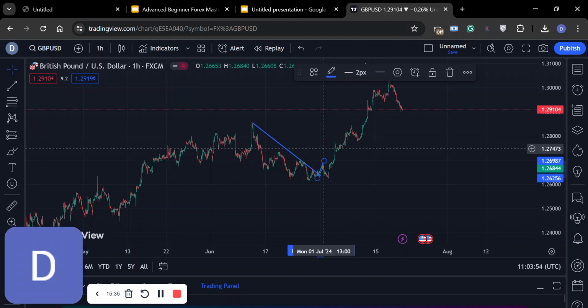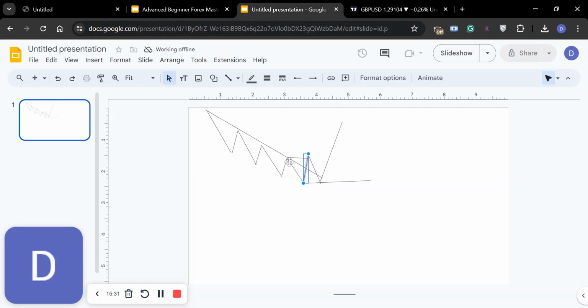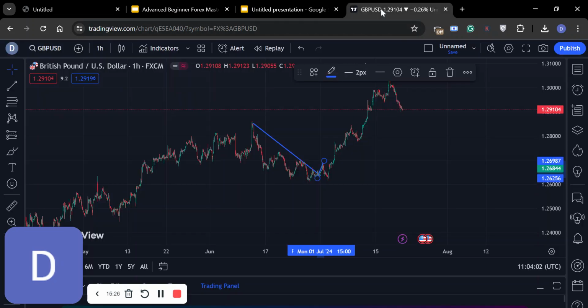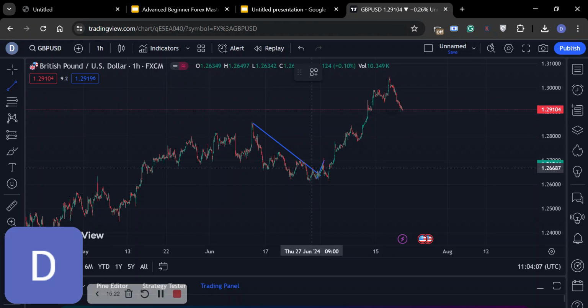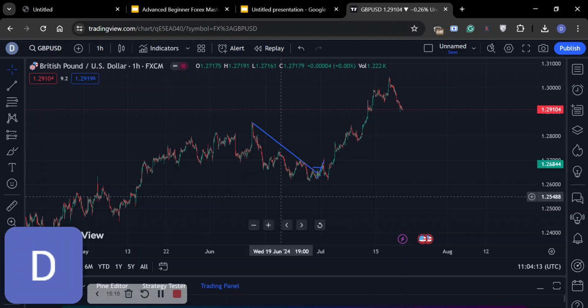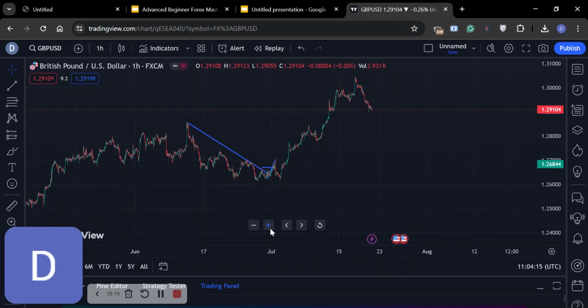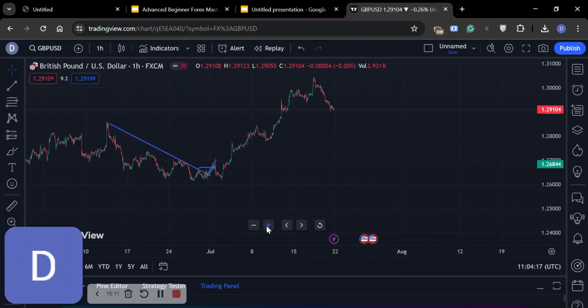Let's go on the chart. Like I said, use the previous lower highs to also look at the break of structure. This was the previous lower high. You can see it, right? This was the previous lower high that happened right there, and this was the break of structure.